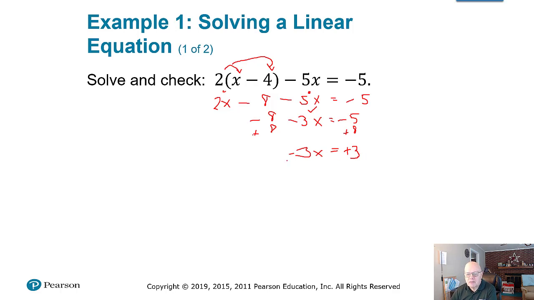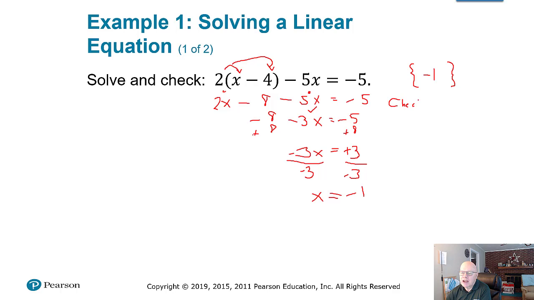Now, divide by the -3, or multiply by -1/3. Same difference. And what we have is x equals -1. So for a solution set, we put the -1 inside the braces. That's the only solution we have this time. And we're almost done except for one thing.